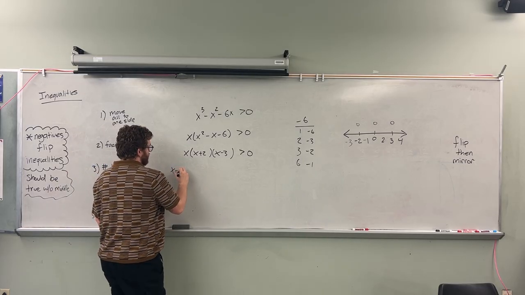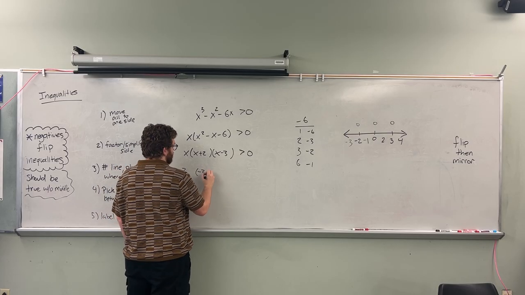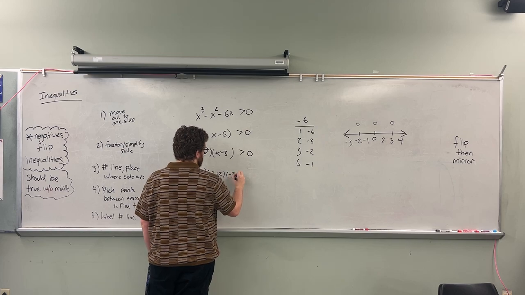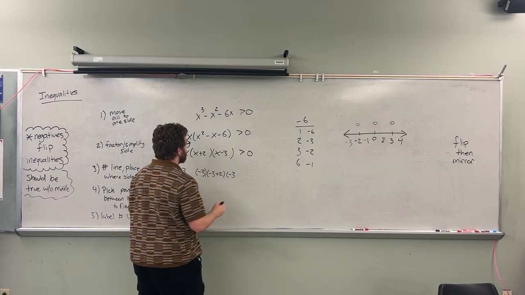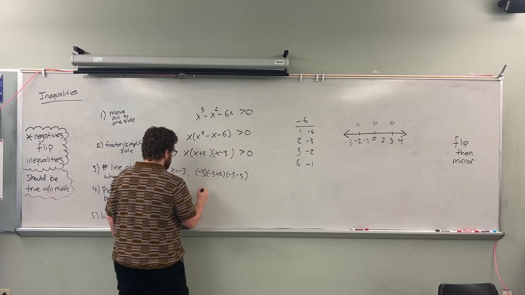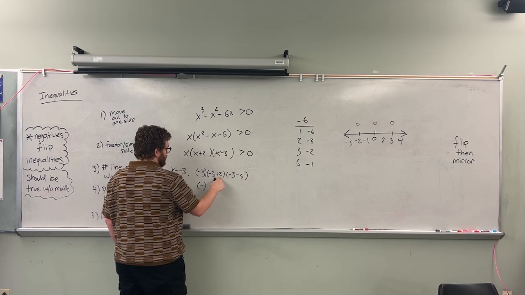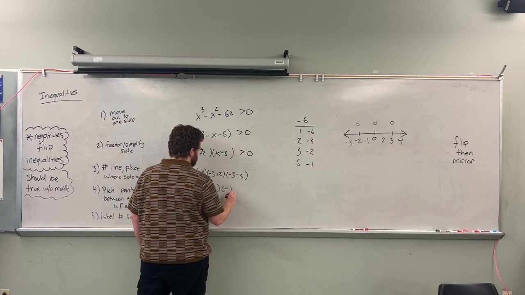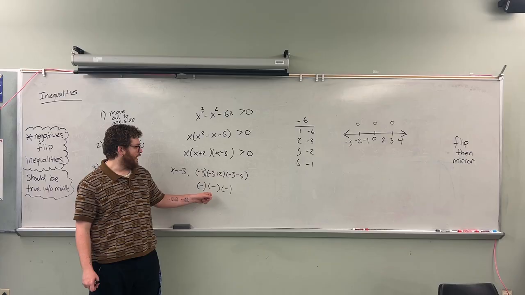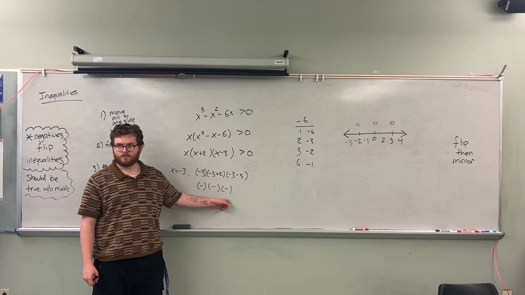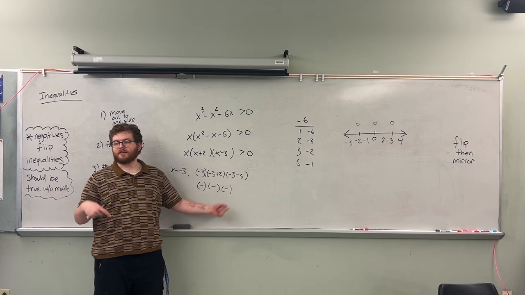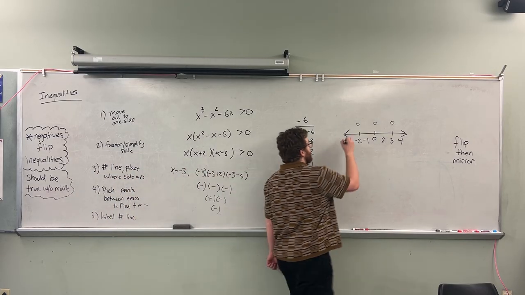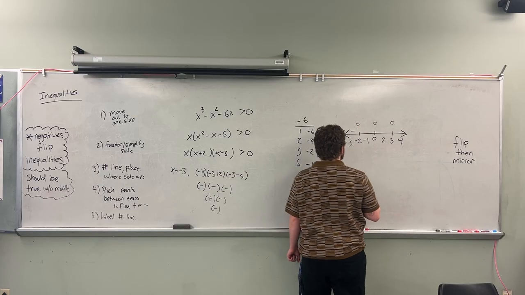For x equals -3, I get -3 times -3 plus 2 times -3 minus 3. That's a negative. -3 plus 2 is -1. -3 minus 3 is also negative. What's a negative times a negative times a negative? Negative. You get a positive and then a negative, which is minus. So I'm negative in this region. I'll put a minus sign there.